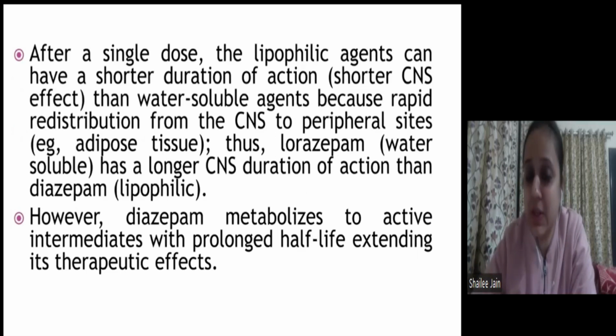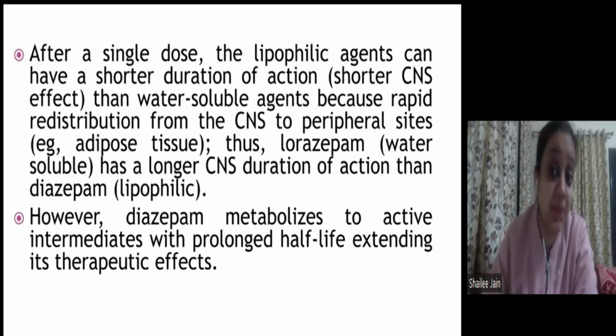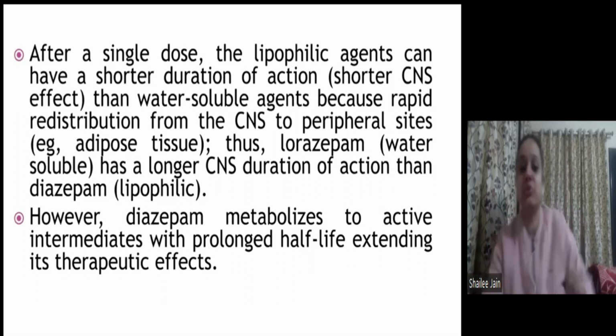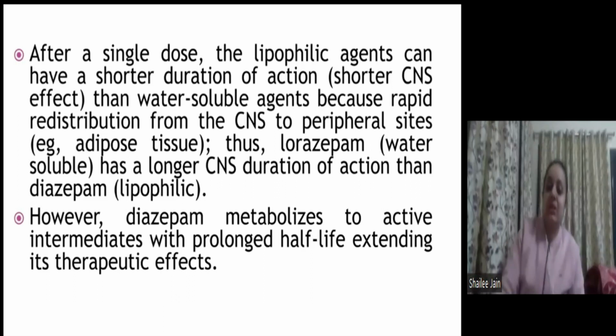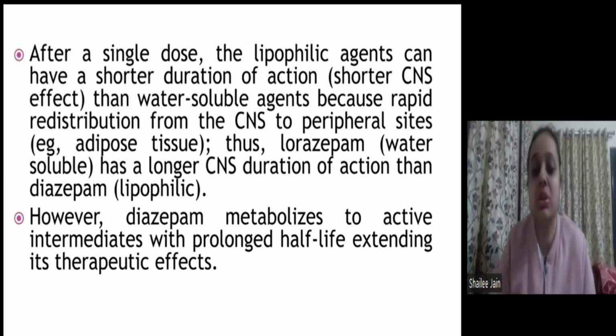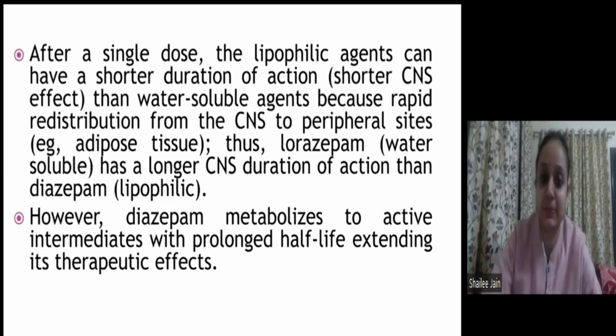What does this mean? This means if the agent is lipophilic, it will easily cross the blood-brain barrier. It will have more CNS effect, but the effect will last for a short duration because it is taken out of the brain and distributed in the adipose tissue at the very same rate, being lipophilic. Thus, lorazepam, which is water soluble, has a longer CNS duration of action than diazepam, because though it enters slowly, its effects last longer because the distribution is impaired. However, diazepam metabolizes to active intermediates with prolonged half-life, extending its therapeutic effects.